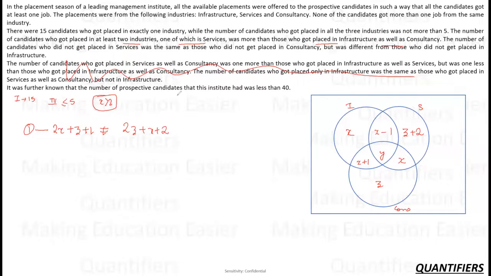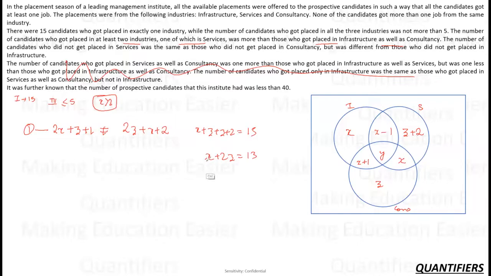और एक चीज अपने पास और है कि the number of prospective candidates in this infrastructure was less than 40. ये 40 है. ऑल्सो वन वाले 15 है, which means x plus z plus 2 is 15, which means x plus 2z is equal to 13. x plus 2z is 13. And also, what does that mean?